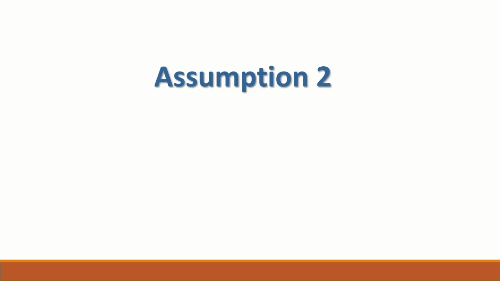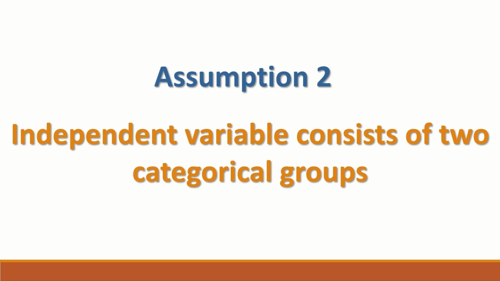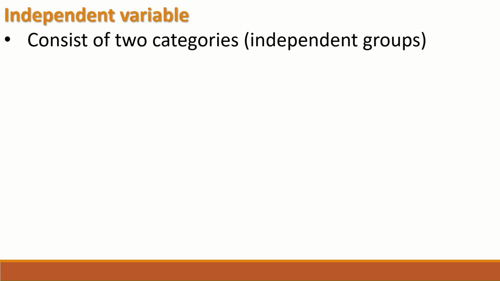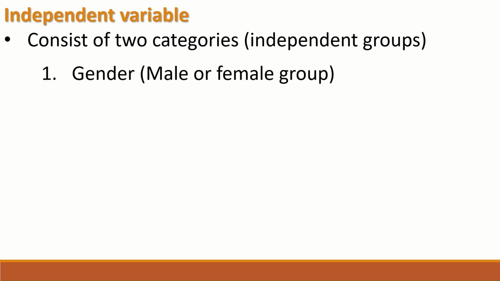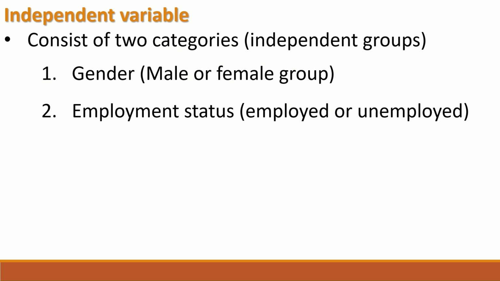The second assumption states that the independent variable consists of two categorical groups, two separate groups, two independent categories. So the independent variable has two independent groups, such as the example of gender, male or female, employment status, employed or not employed, smoker, yes or no, and so on.